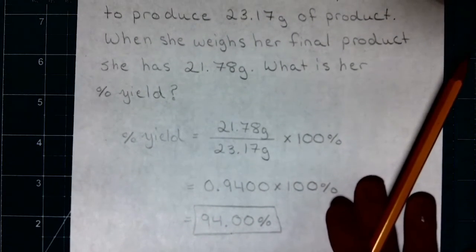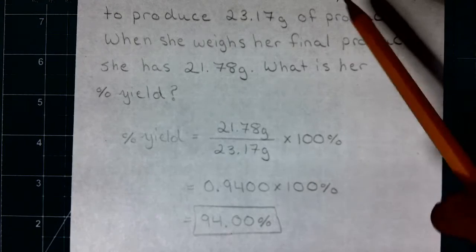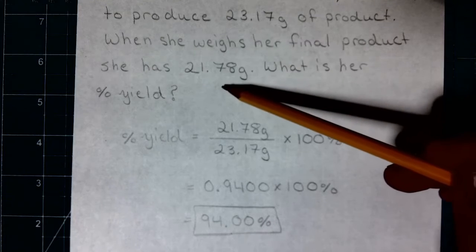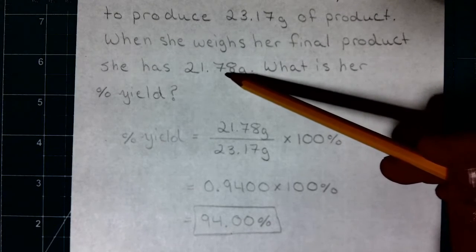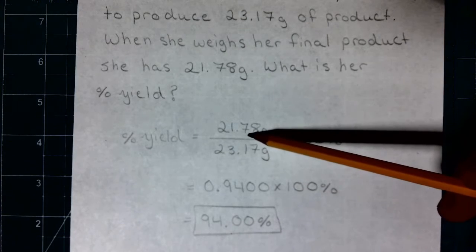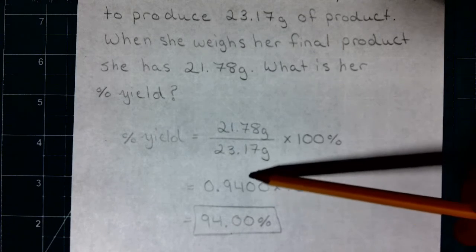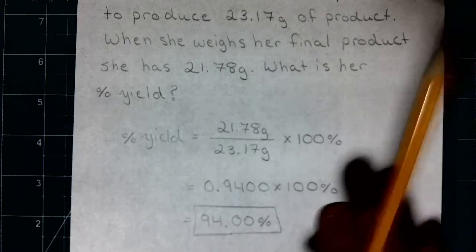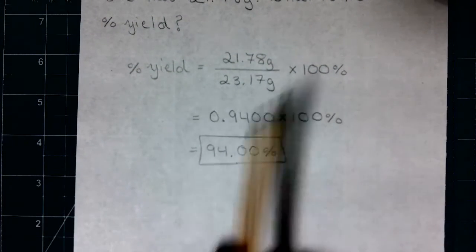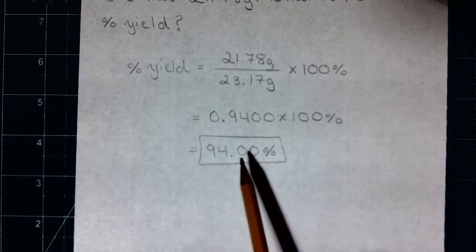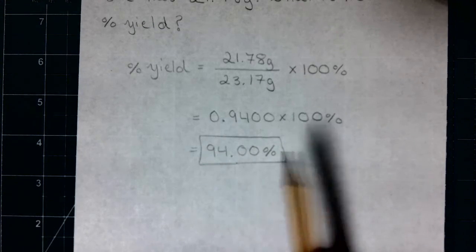So we have our theoretical that she calculated she should be able to get. When she went and did the reaction, she actually got a little bit less than that. That's to be expected. We'll take that actual yield, 21.78, we'll divide it by that theoretical. We multiply it by 100%. That's going to equal 0.9400 times 100%, or 94.00%.